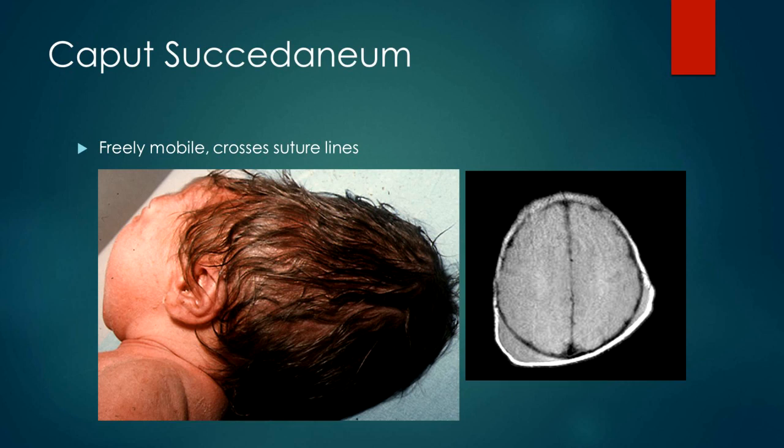So here's some pediatric head injury type things. So this is caput succedaneum. This is a finding that is pretty consistent with findings consistent with a newborn baby. This is from pressure of the uterus or the vaginal wall during typical birth. Freely mobile, crosses suture lines. It's nothing big or scary.